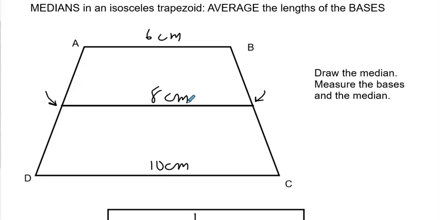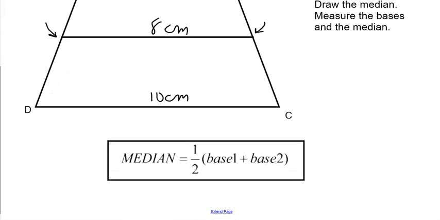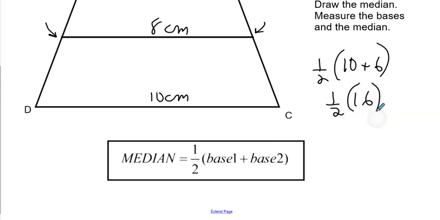And of course, there's a formula for that. The median, the line that connects the two midpoints, is 1/2 base 1. Remember I said before there were two bases, the upper and lower base, plus base 2. So that's 1/2 of 16, which is 8, and that's what it measured out to be on my paper when I did it. And that's it for notes.